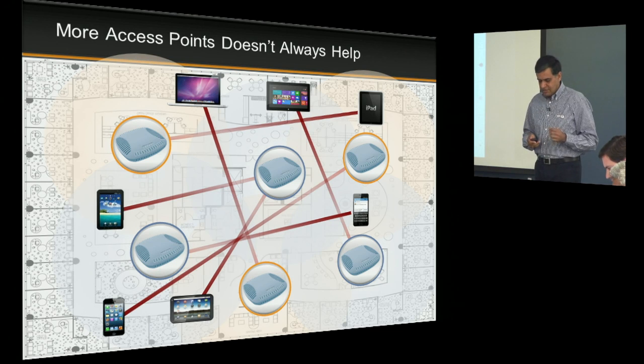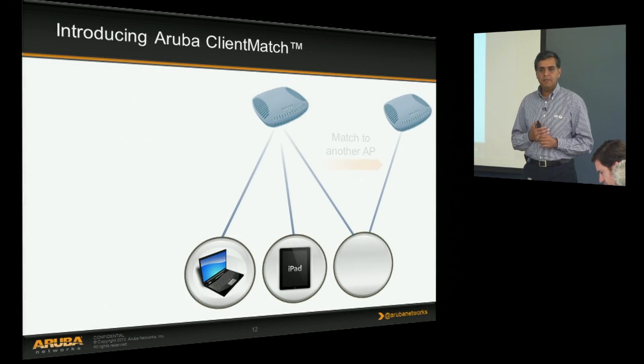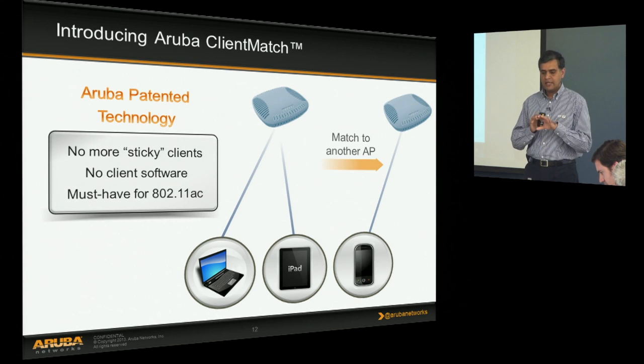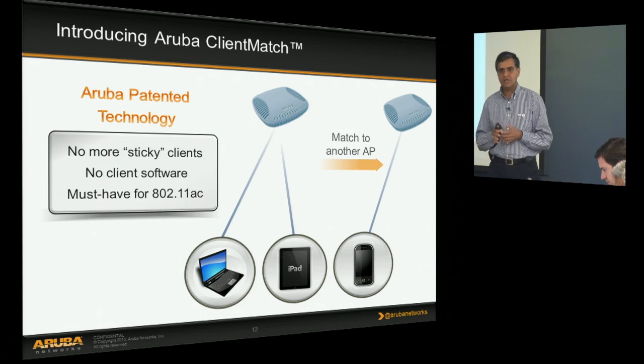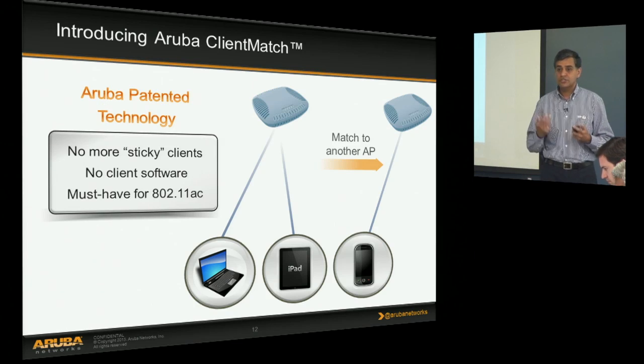So this is the reason why we invented a capability called client match. Client match is basically taking a view of the client's perspective of what it sees on the network and making decisions on behalf of the client to move the client to the best access point at that particular point in time. Okay? So there's two pieces to this.